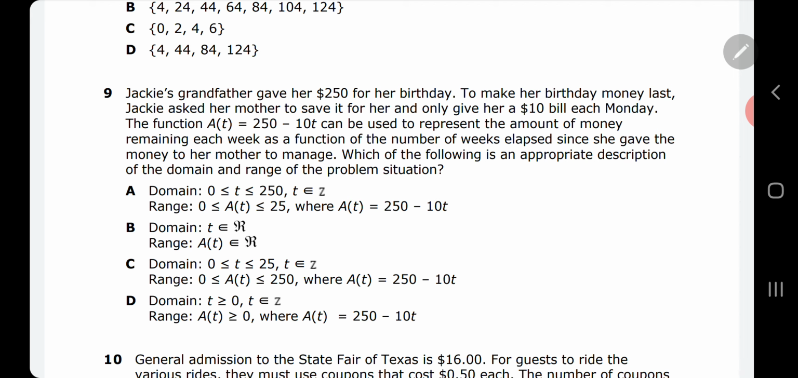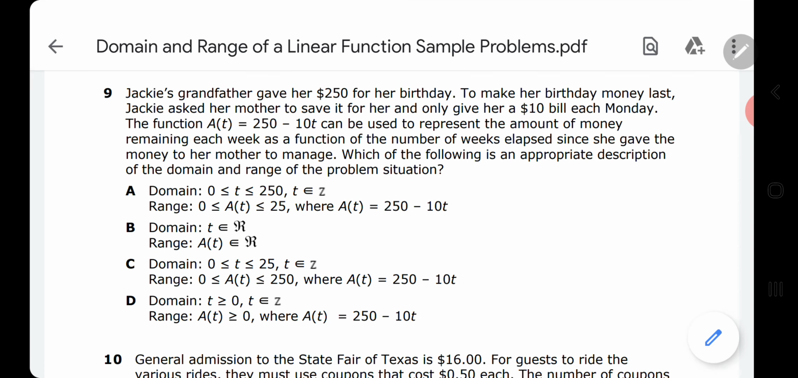So let's find the range that looks most like that. So A has a range where it says the amount is greater than or equal to 0, but less than 25. No, our highest amount is $250, so A cannot be it. You know what, guys, I'm going to go ahead and do this real quick.